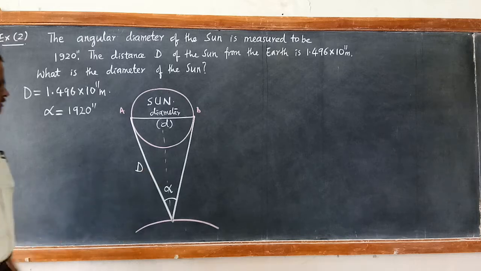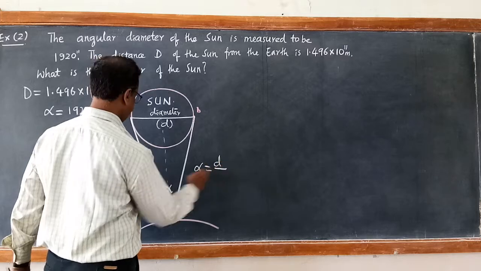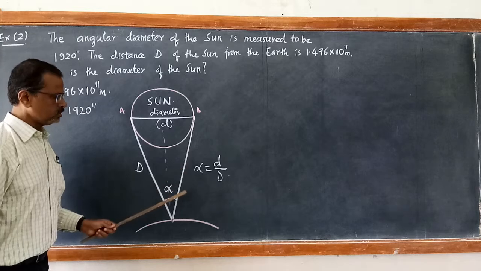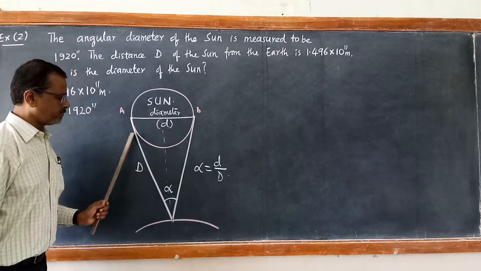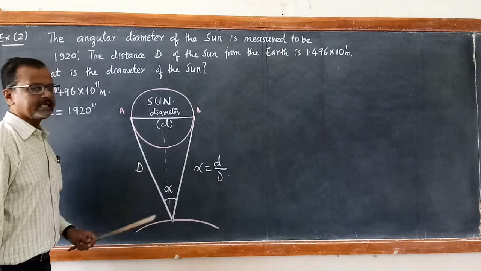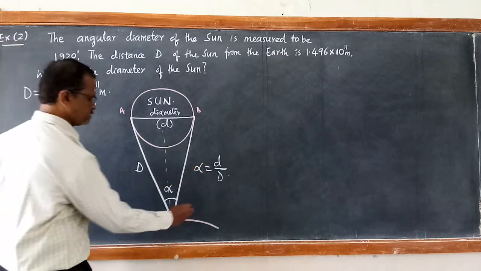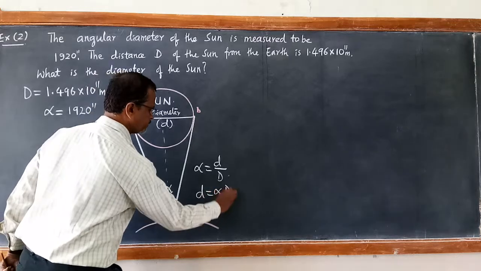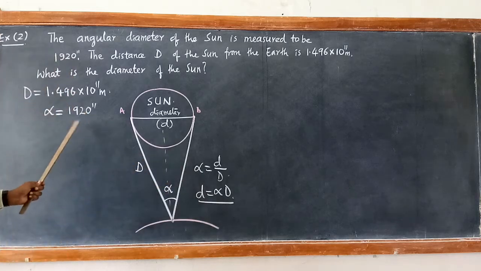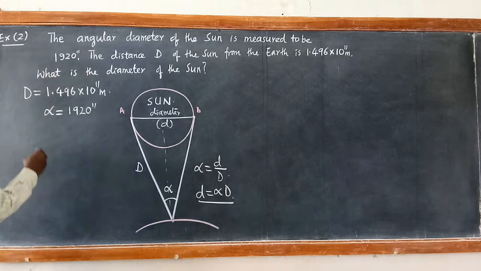We know alpha is equal to the diameter D by the distance d. Angle subtended by an arc is equal to arc length divided by radius. The arc length is the diameter here. The radius here is the distance d. So using this equation we can solve for the diameter D. So D becomes alpha into capital D. This is how the equation becomes very simple.